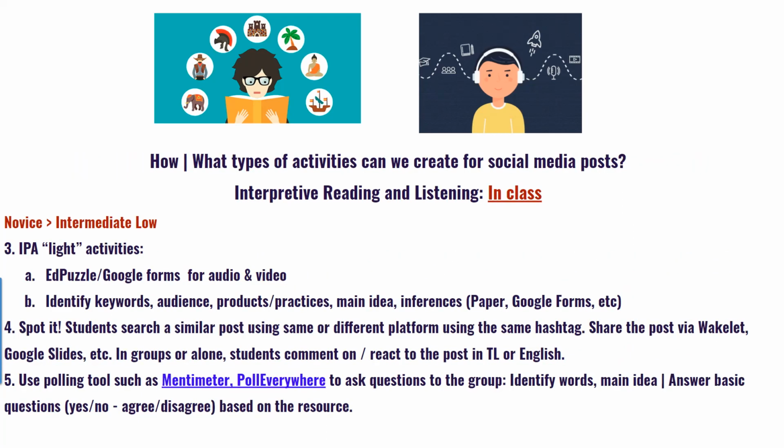I use a lot of IPA lights, so you can do that with listening and puzzle and Google Forms. You can do also for just paper, like take a piece of paper, look at this resource, identify the keywords, the audience, products, practices, main ideas, inferences. You don't have to make an entire IPA. You can kind of light it up. So there's Spotted. I've got a couple ideas about using Mentimeter and Poll Everywhere. If you put a resource up for your students like an infographic, you can have them identify the keywords, the main idea, answer basic yes/no questions. Okay, so that helps it if you're in class.